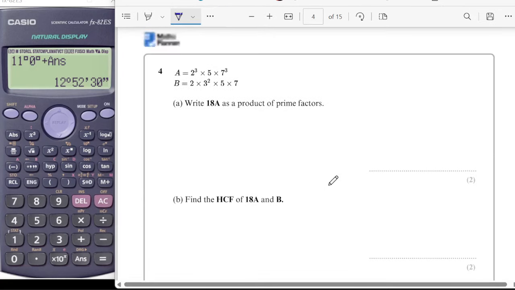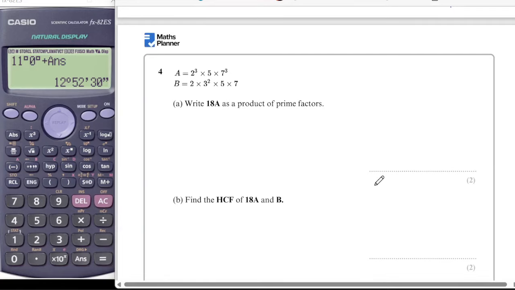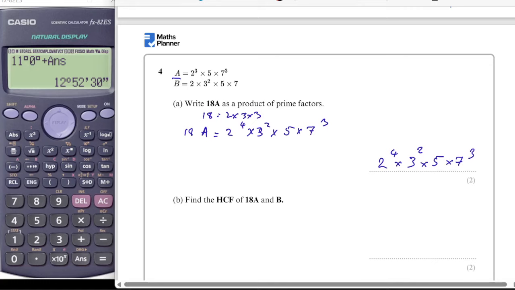Okay then, question 4. Write 18a as a product of its prime factors. So in effect, all I'm wanting to do is times this by 18. So a is going to be equal to, well, let's start and say 18 is going to be equal to 2 times 9, which is 2 times 3 times 3. So 18a is going to be equal to 2 to the power 4 times 3 squared times 5 times 7 cubed. So quite a long one. So 2 to the power 4 times 3 to the power 2 times 5 times 7 to the power 3.